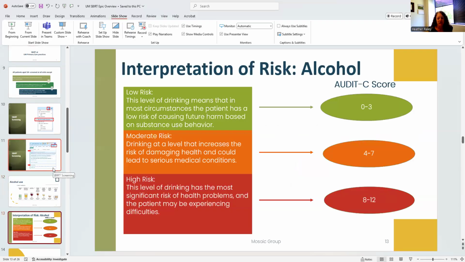So the interpretation of risk, again, if a patient is a female, 0 to 2 is a negative score, and a 3 or above is positive.